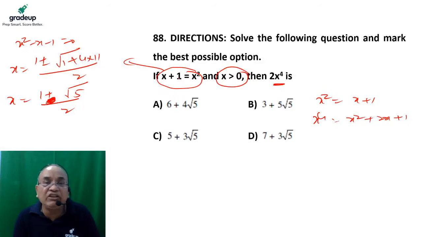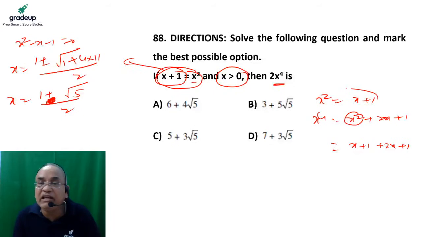As we know, x square is what? x plus 1. So can I replace x plus 1 in place of x square? So we write x plus 1 plus 2x plus 1, replacing x square by x plus 1. So it will become 3x plus 2.